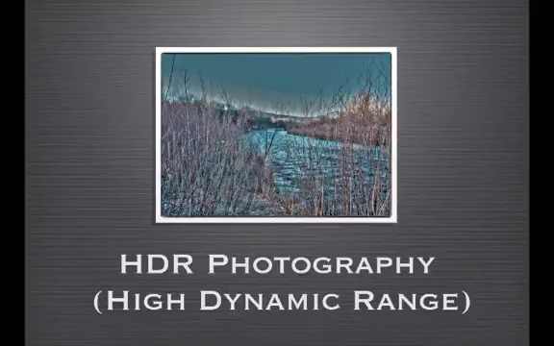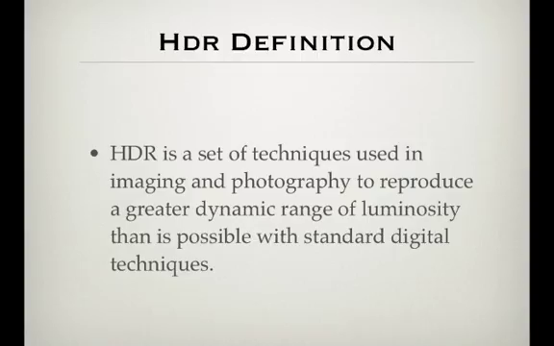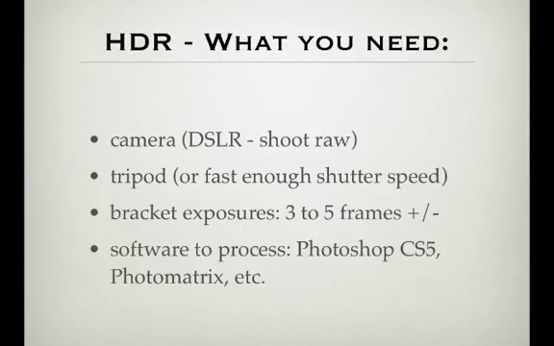High dynamic range photography is a set of techniques used in imaging and photography to reproduce a greater dynamic range of luminosity than is possible with standard digital techniques. What you need is a camera, preferably a DSLR that you can shoot raw files.